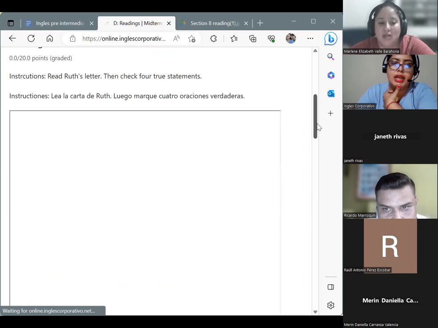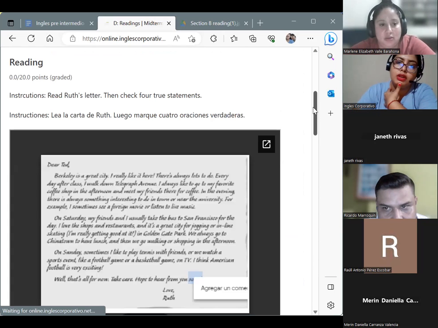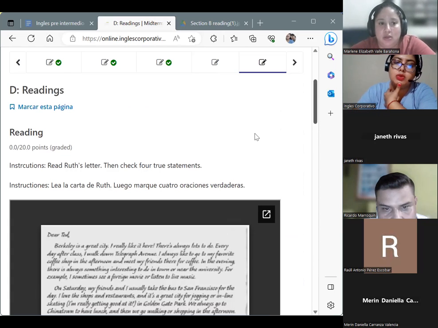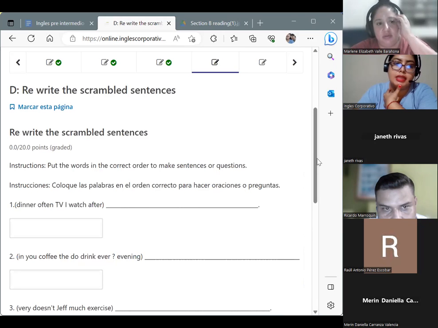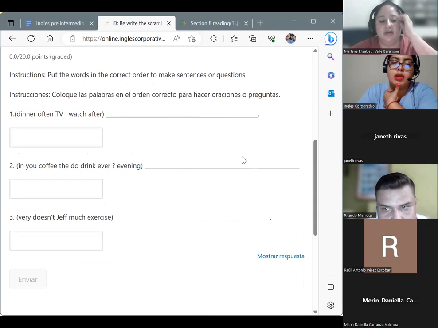Donde vamos a... Teacher, in this one, I had a problem. No, en la anterior. Ajá, en la D. Rewrite scramble sentences. Ok. ¿En cuál de las tres? ¿En las tres o solo en una? Solo la primera me sale bien.